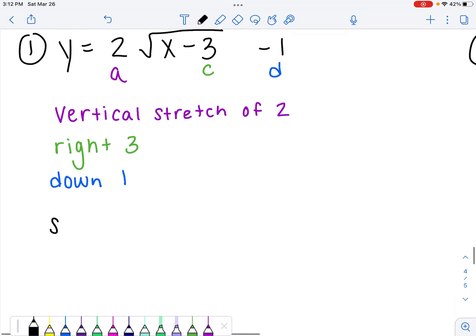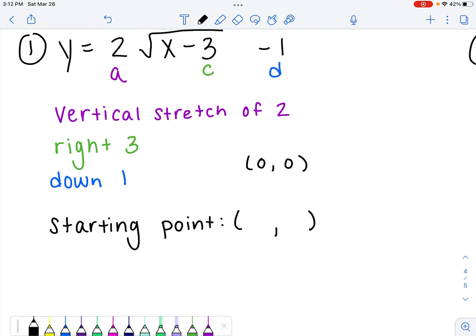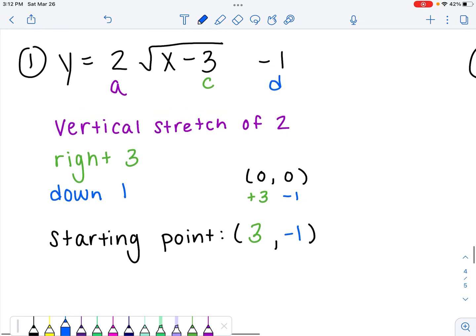And then we're going to take our starting point. Originally, the basic square root graph, y equals the square root of x, would have started at the point (0, 0). So we're going to think about using our right and down transformations to find the new point. If I want to go to the right 3 on the x-axis, I'm going to add 3. That means my x-coordinate's going to be 3. And then I'm going to move the graph down 1, and I'm going to have my y-coordinate be at negative 1. So my starting point of this graph is (3, -1).